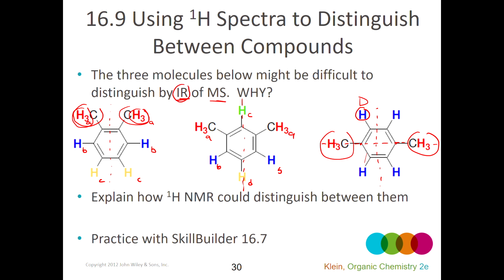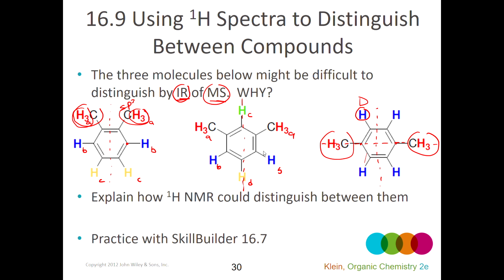By IR, they would give CH stretches a little bit above 3000 because it's an sp2 hybridized carbon. They would give CH stretches a little below 3000 because of the sp3 hybridized carbon. But that's true for all 3 structures. How can I distinguish between them? I can't by IR. And in the mass spec, they would probably have pretty similar polarities. So they might travel through the GC at very similar rates.